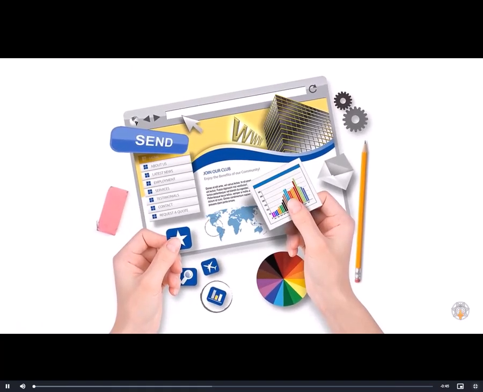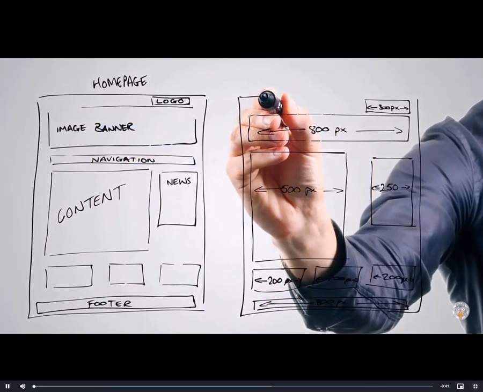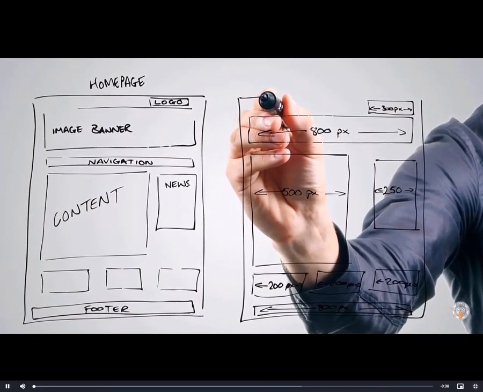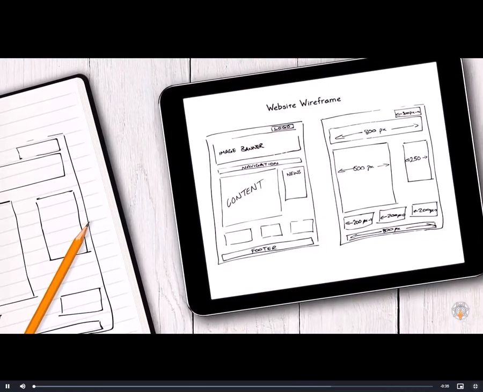On the basis of the content and graphics provided, create 2 rough layouts for the home page and 2 rough layouts for the inner page. Show this to the client and let the client finalize one of the layouts.